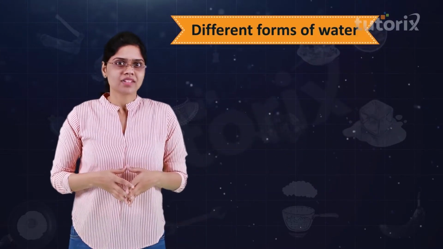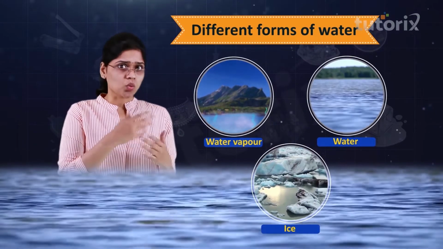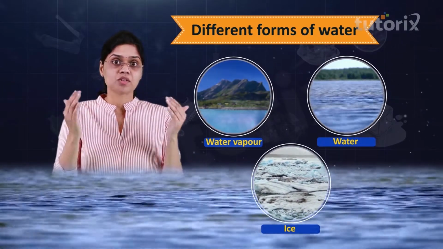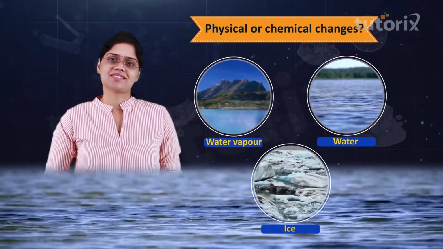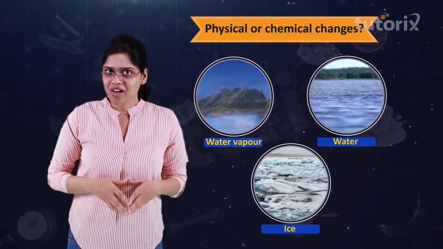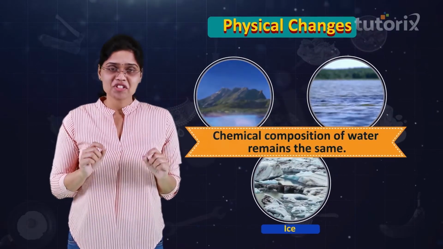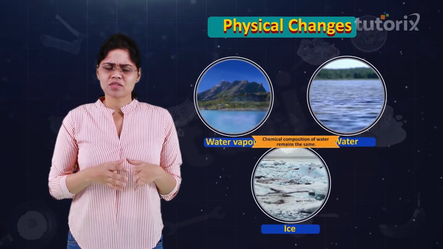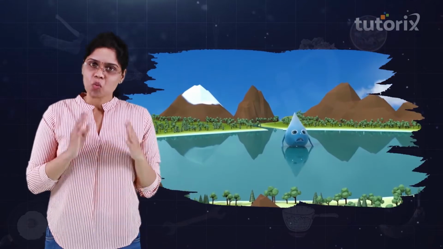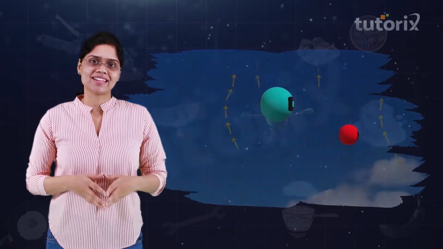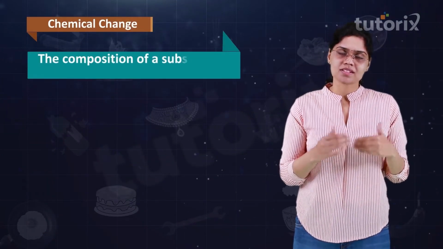Forms of water. Yes, water vapor, water and ice. Do you think that vaporizing water into water vapor or condensing water vapor into water or melting ice are examples of physical or chemical changes? Well, turns out they're all again physical changes. You see, in all these forms, the chemical composition of water remains the same. That is, no new substance is formed in any of these changes because water vapor, water and ice all still contain 2 atoms of hydrogen and 1 atom of oxygen. Hence, the composition of the substance does not change.